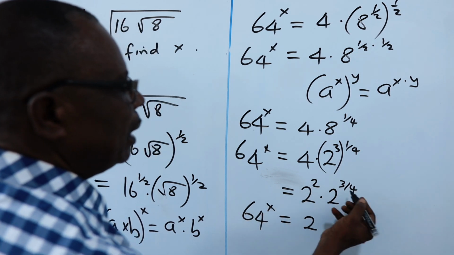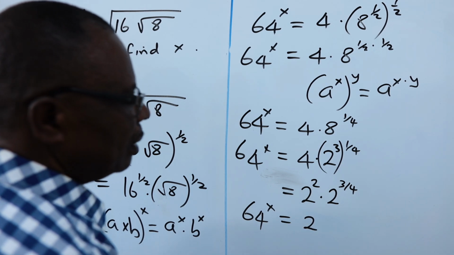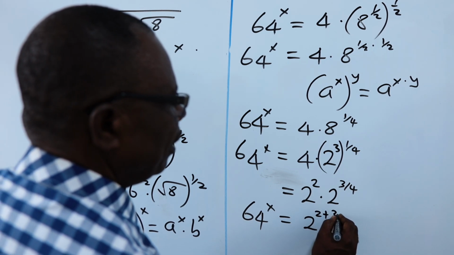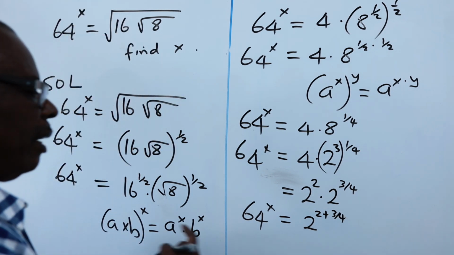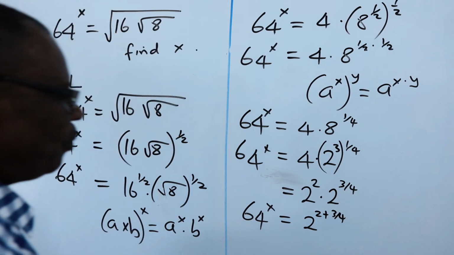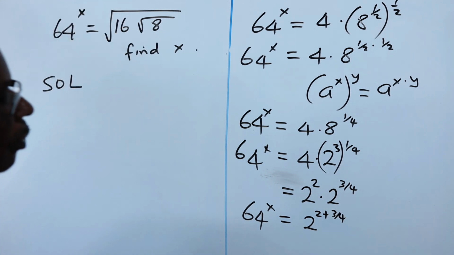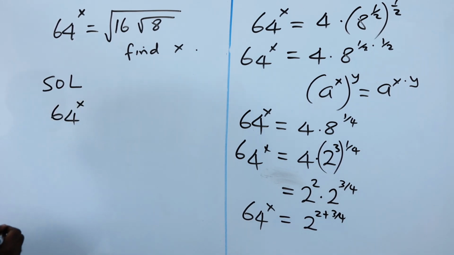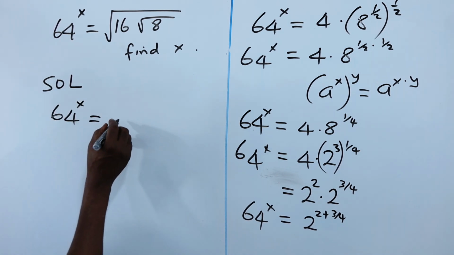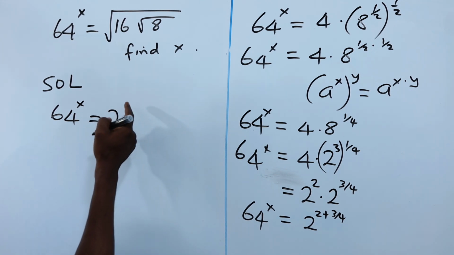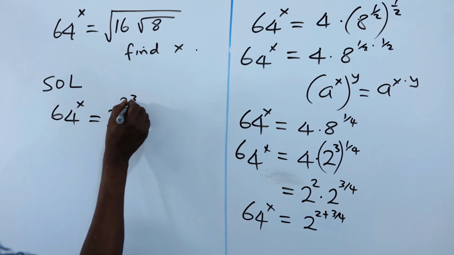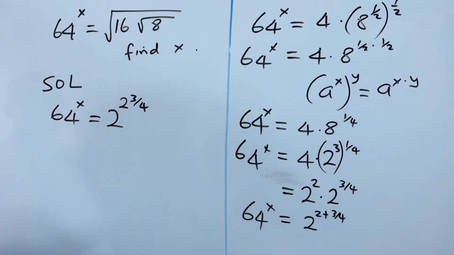We now add up the indices since the base is the same: 2, that's power 2 plus 3 over 4. Again, from that law of indices which I just quoted. So we now have 64 raised to power x is equal to 2 raised to power 2 plus 3 quarters, which is 2 and 3/4.